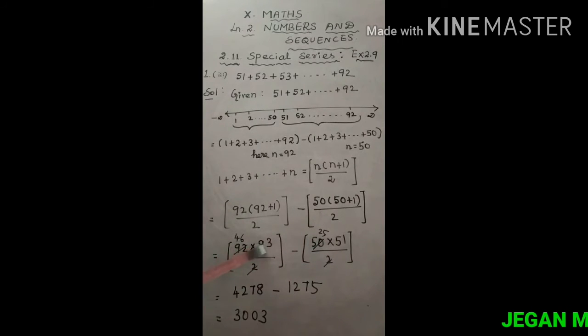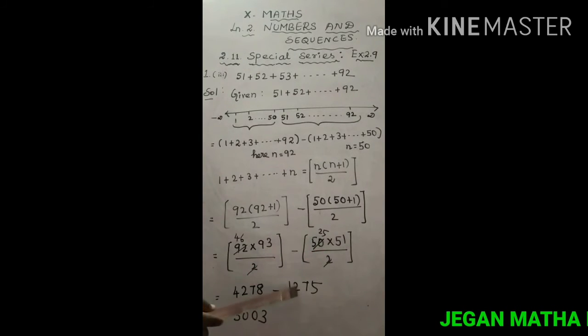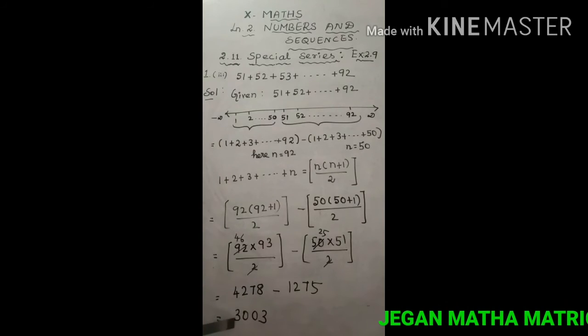So 46 into 93 we have 4278, minus 25 into 51 we have 1275. So 4278 minus 1275 we have 3003. So the sum of the given series is equal to 3003.